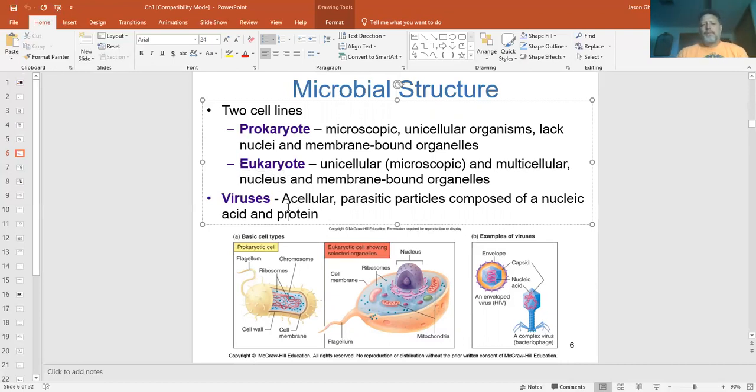Viruses, a big one, almost everybody's heard of, are a little different. Because of this feature right here, they have the A in front of that cellular. Anytime you see the letter A in front of a word, that means without. So viruses are without cells. So technically, viruses are not alive.